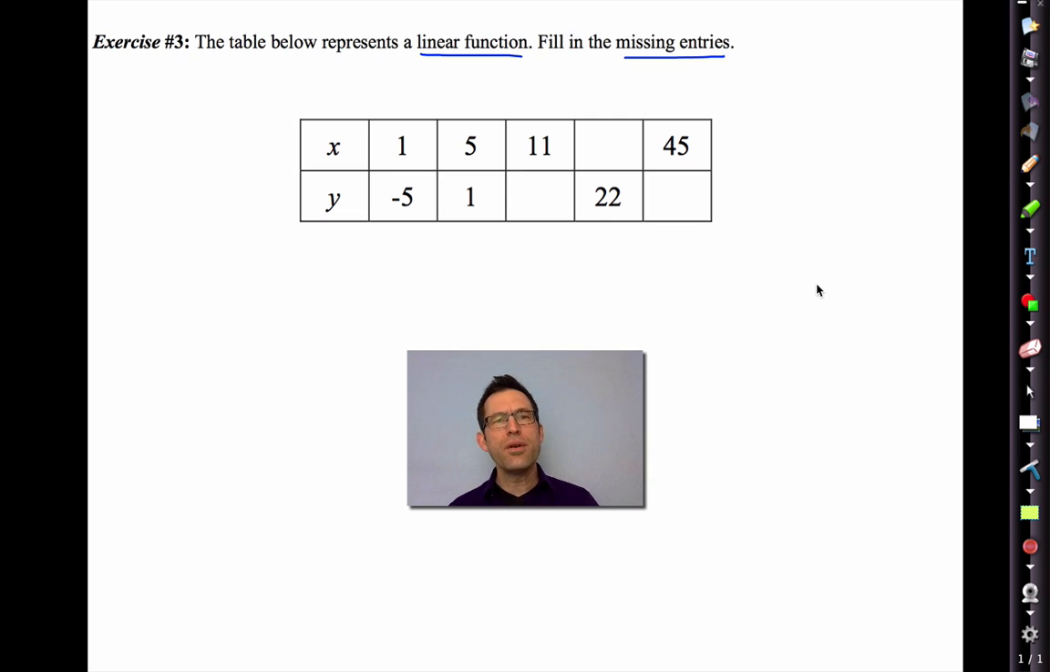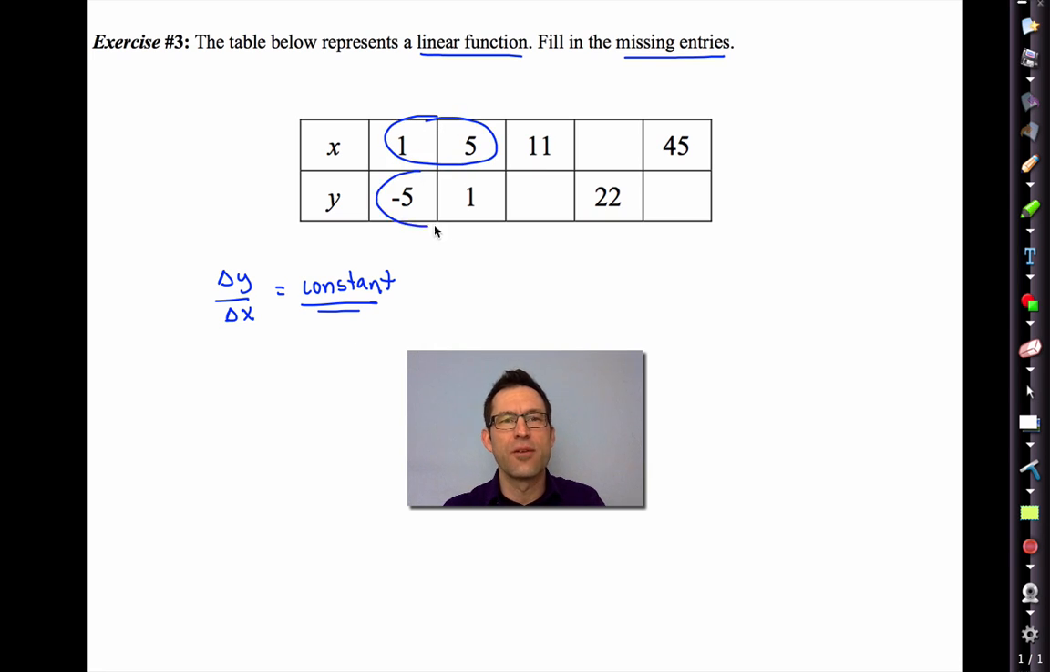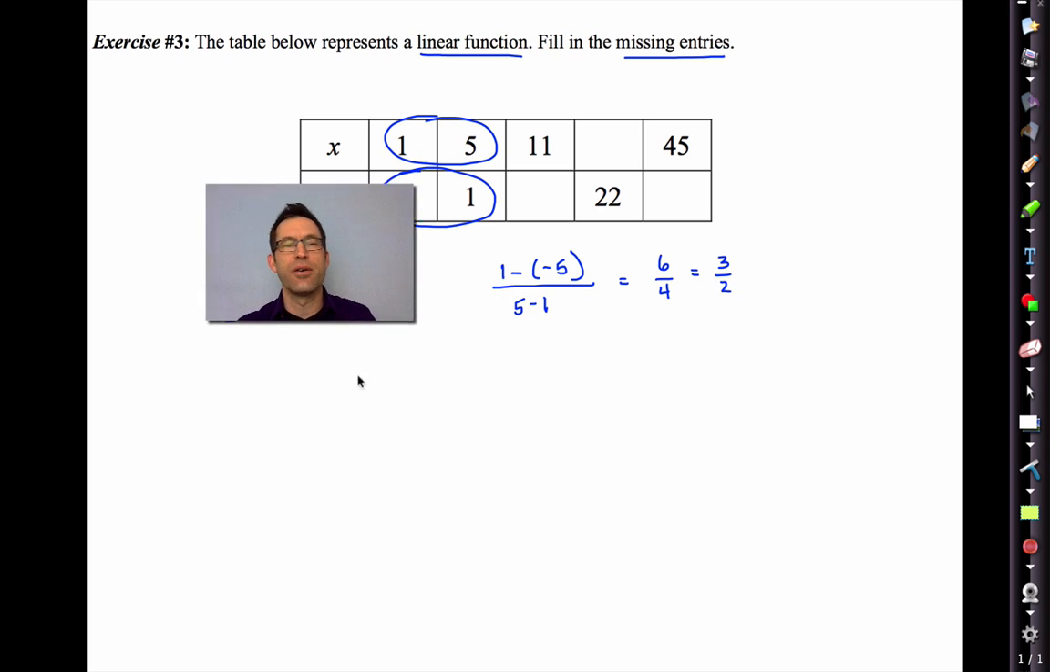All right. Well, what do we know about linear functions? What we know is that the change in y divided by the change in x is a constant, not y divided by x. That was with direct variation. The change in y divided by the change in x is a constant. So let's figure out what that is right here. Well, the change in y would be 1 minus negative 5, all divided by 5 minus 1, which will be a positive 6 divided by 4, which will be 3/2. Now, what does that tell you?